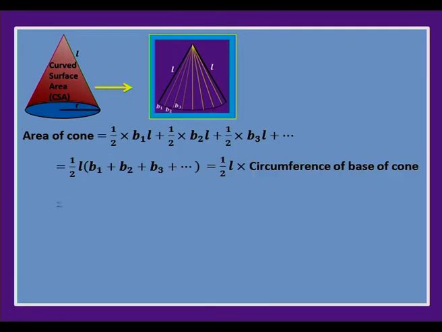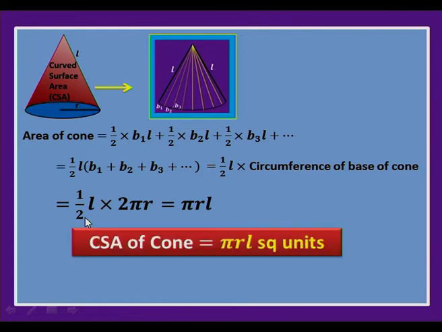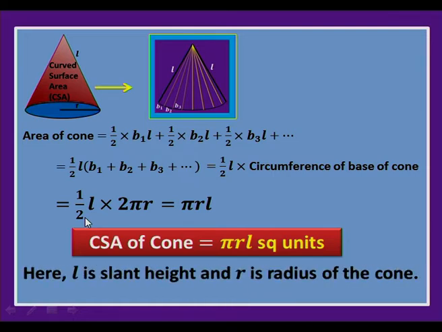Now, children, what is the circumference of a circle formula? Yes, it is 2 pi r. So, we get half L into 2 pi r, and here the 2 in numerator and denominator will get cancelled, and what do you get, children? Yes, pi into r into L. This is the formula to find the curved surface area of a cone, which is given by pi r L square units, where L is the slant height and r is the radius of the cone.